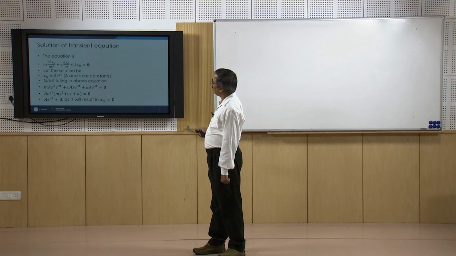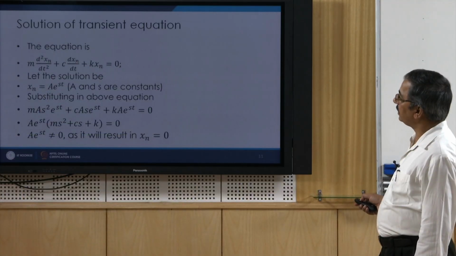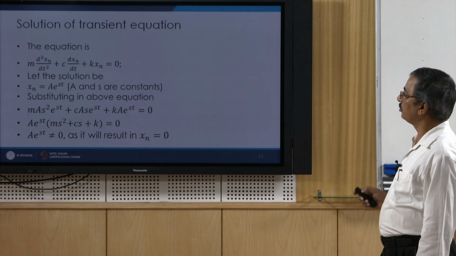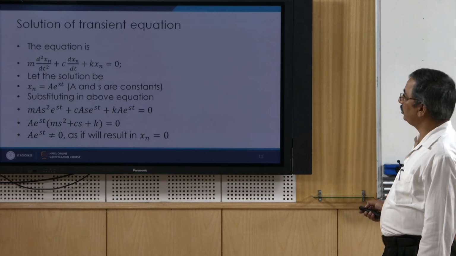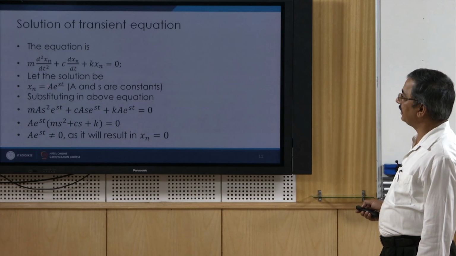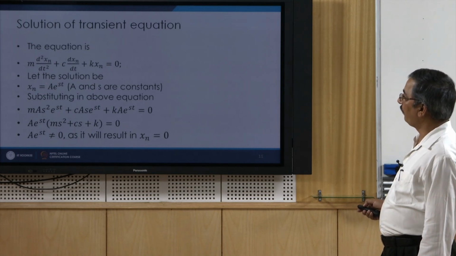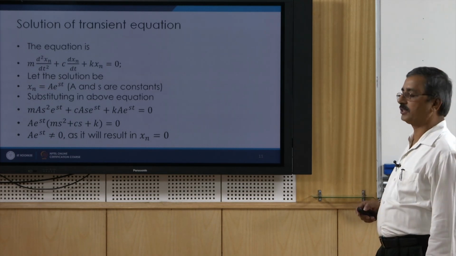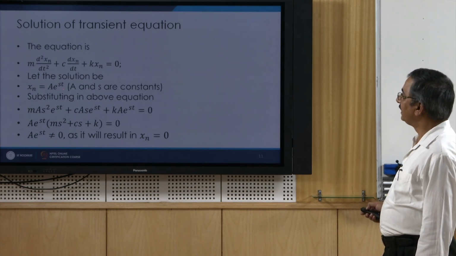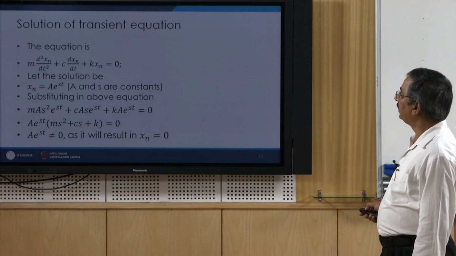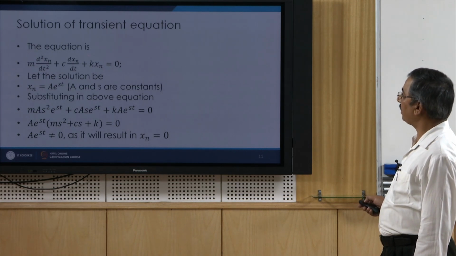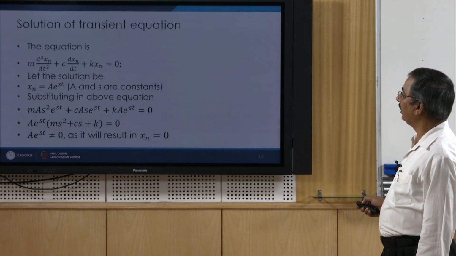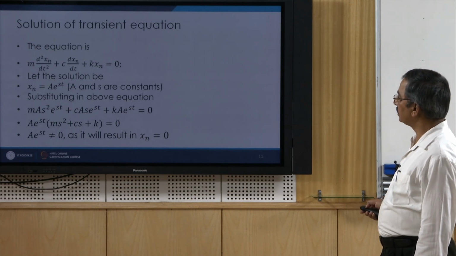So, this is my transient equation, m d square xn by dt square plus c dxn by dt plus k xn is equal to 0. Okay. And let us assume the solution for this to be xn is equal to a e to the power st, where this a and s are constants. Now, if this is the solution of this equation, then we can substitute this in this equation. Okay. And of course, as you know, here there is differentiation 2 times and here is differentiation 1 time. So, when we do that, this is what we get.